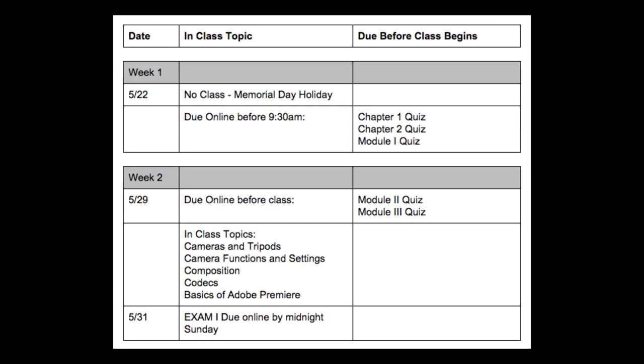Now let's take a look at the class schedule. You'll notice that this week we don't have class on Friday. We're not going to meet because I'm going to be out of town at a conference and it's also Memorial Day weekend. But before class would normally happen at 9:30 a.m., you need to do chapters 1 and 2 quizzes and module 1 quiz. Those are online in the Blackboard section. I'll talk more about them in a minute. That means that the first time that we'll meet in person will be May 29th on that Friday.